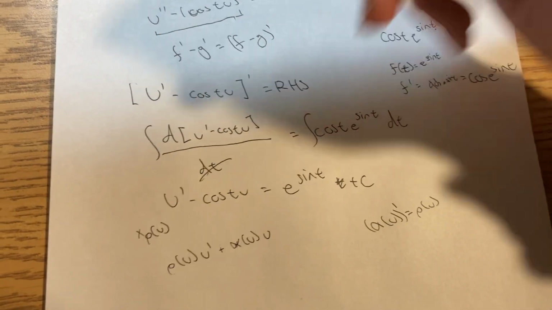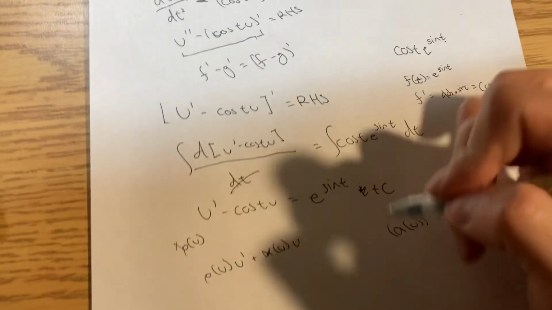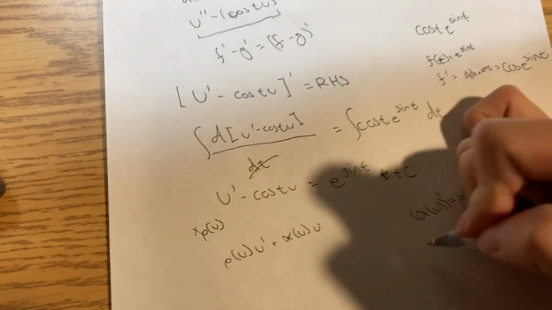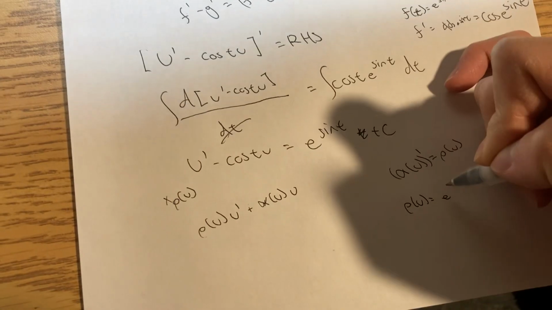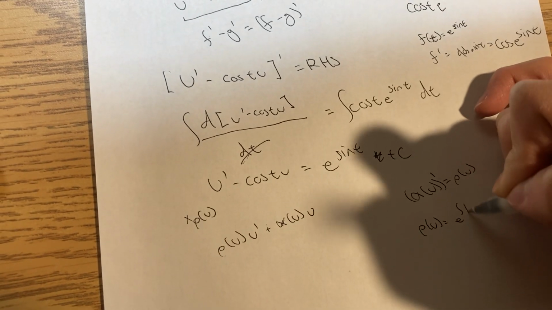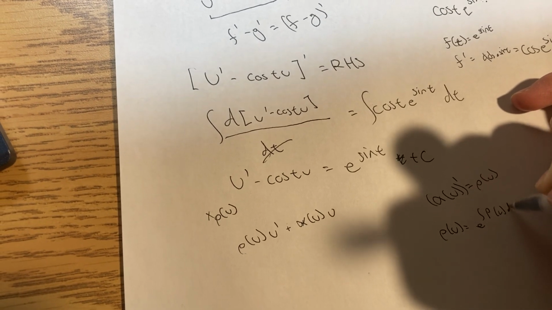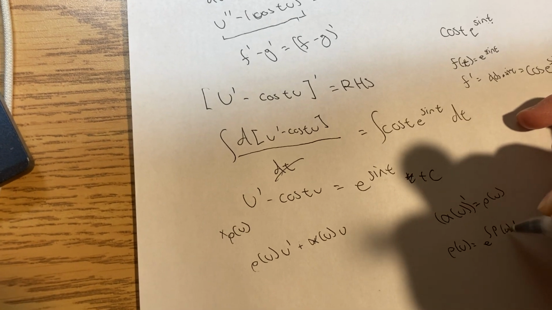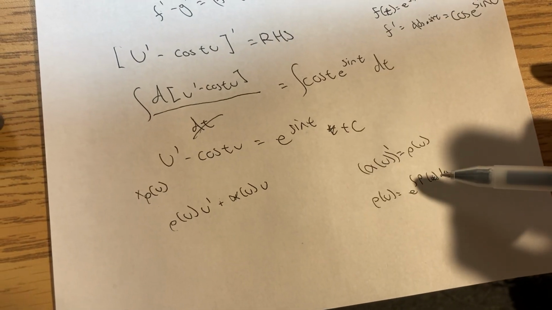So I'm not gonna go into the derivation. But the integrating factor, rho, that we multiply by is equal to e raised to the integral of p of t dt. Now let me explain what this means. Okay, what is p?